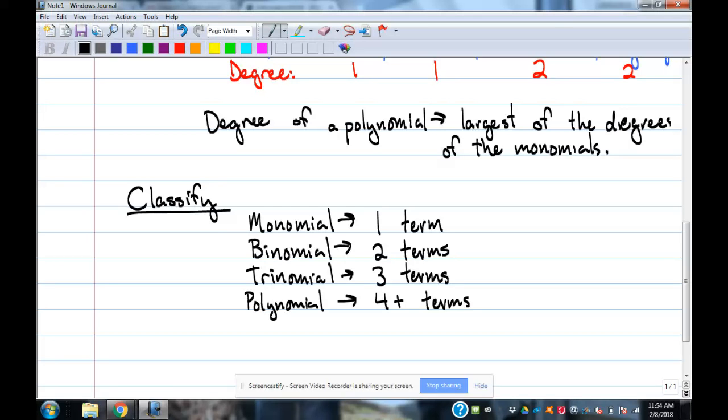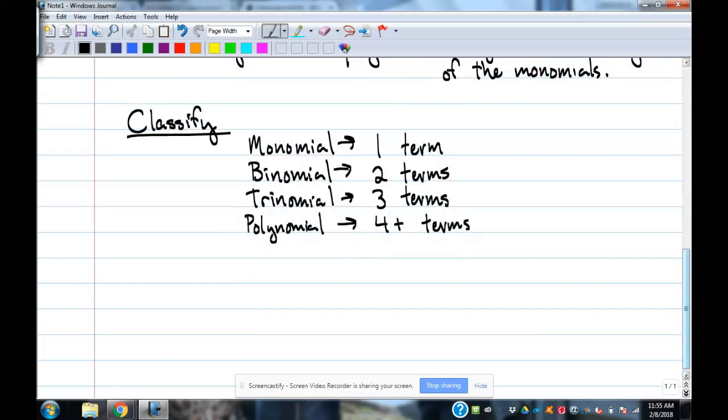These three are important when we start doing some other things in Chapter 9, because depending on whether it's a trinomial, a binomial, or a monomial, that determines what you can do to it. So that's why those are important names, and we try to hang our hat on those a little bit. So we're going to classify using that. All right, so let's do some actual work here.